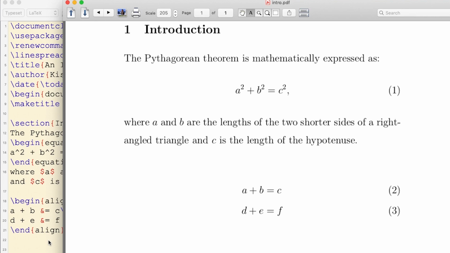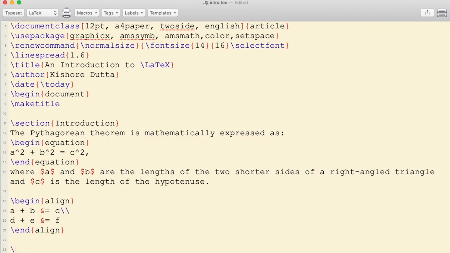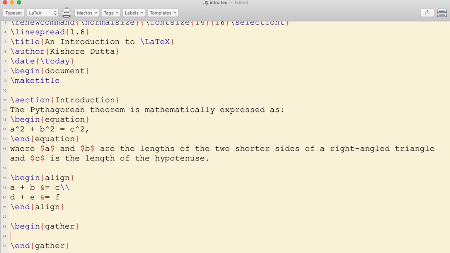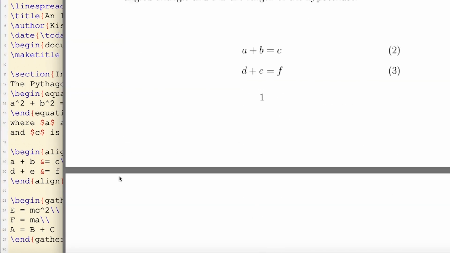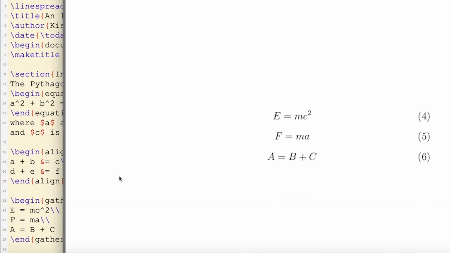Here is an example where I want to display three equations. I shall write the equations as follows: begin gather and then end gather. Within begin gather and end gather, I am writing now three equations. The first one is, let's say, E equal to mc square, and then new line, another equation, F equal to ma, again new line, and then the last equation, let's say simple equation a equal to b plus c. These are three equations with equation numbers.